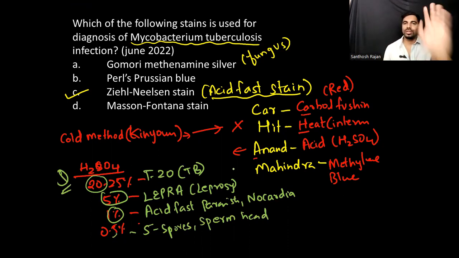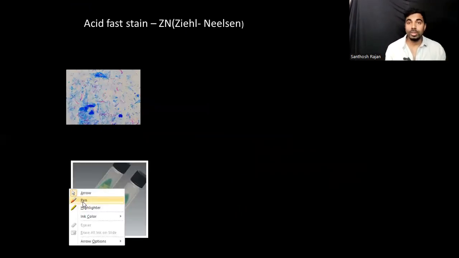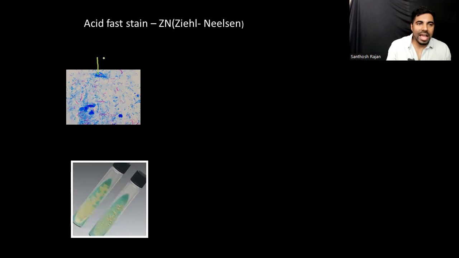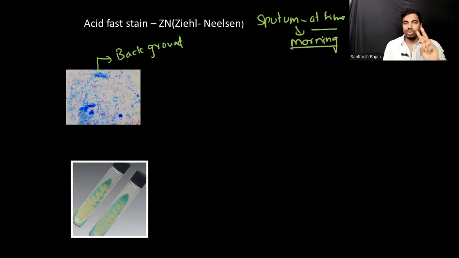Carbolfuchsin. Now look how it looks. They might give just the color name; they will not give the picture, they will give the color. The background is important here, because usually in sputum samples you find this. You ask the patient for two samples: one at the time when they come to your clinic, and the other the next day early morning.